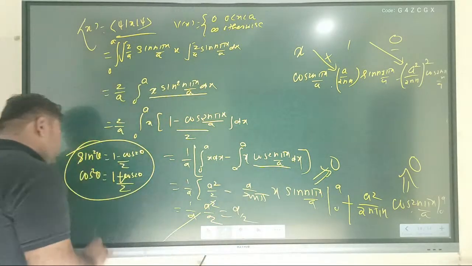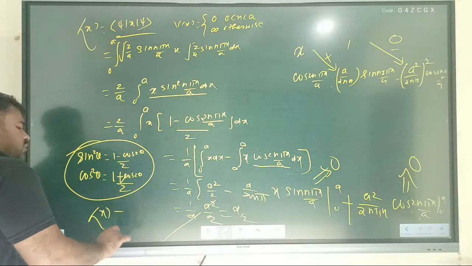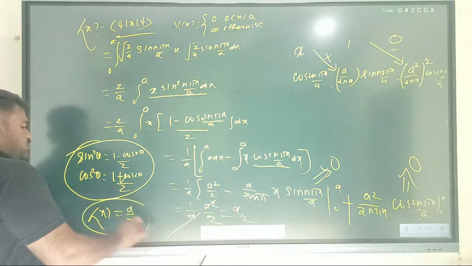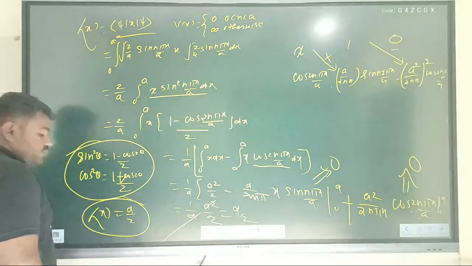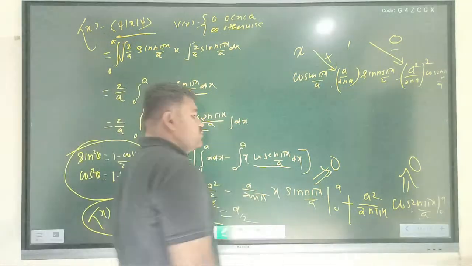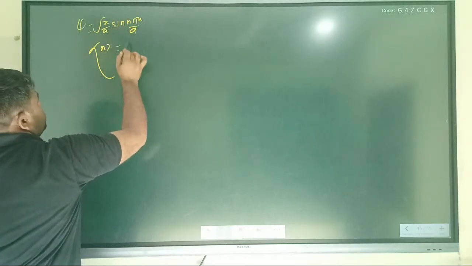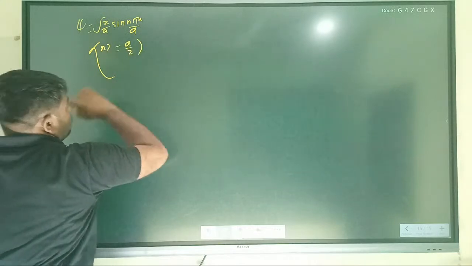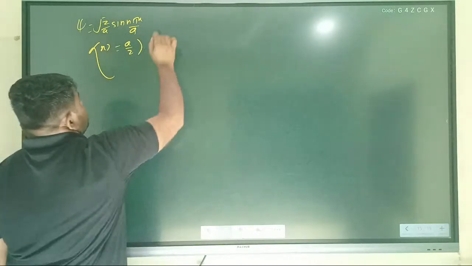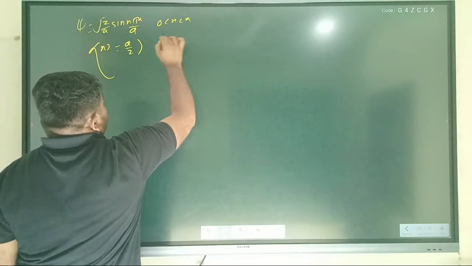Means what is the expectation of x in a symmetric box is equal to how much? a by 2. Expectation value in this is equal to how much? a by 2. Clear? Now the wave function psi is equal to how much? Root 2 upon a into sin nπx upon a. What is the expectation of x? Expectation of x is equal to a by 2. a means width of box. Always memorize, 0 is less than x is less than a.